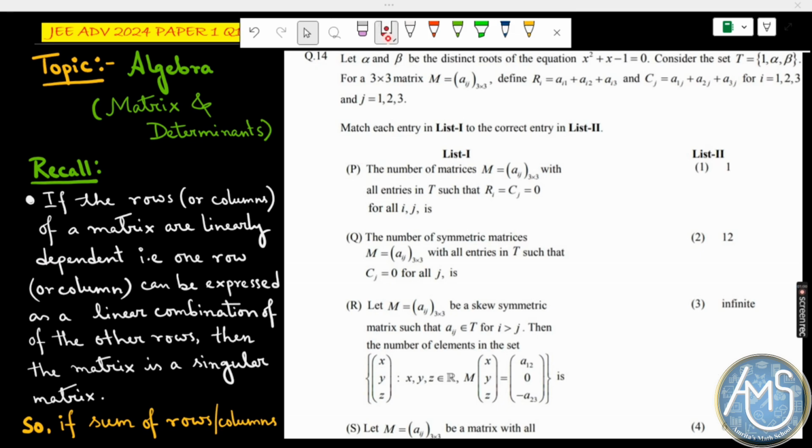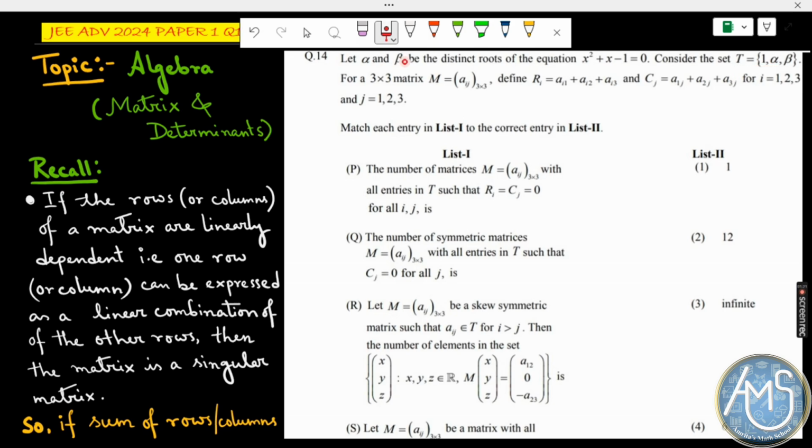Let alpha, beta be the distinct roots of the equation x² + x - 1 = 0. Consider the set T = {1, alpha, beta}. So alpha and beta are the roots of this equation, and we have a set having the elements 1, alpha, beta.